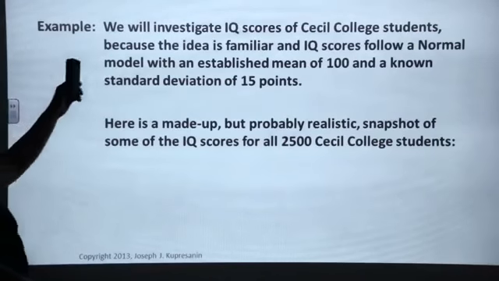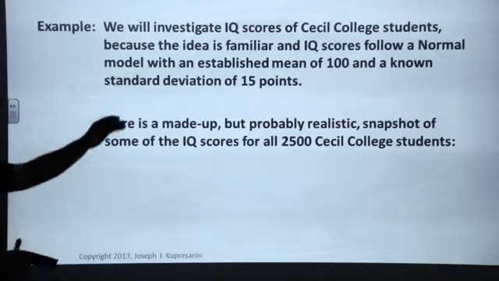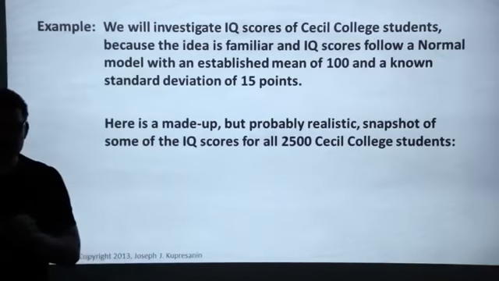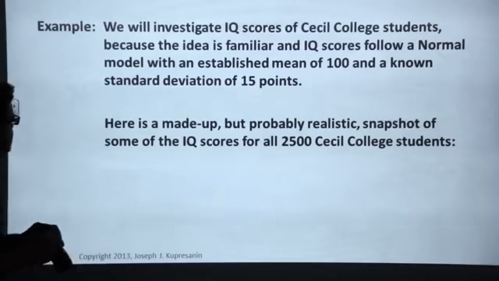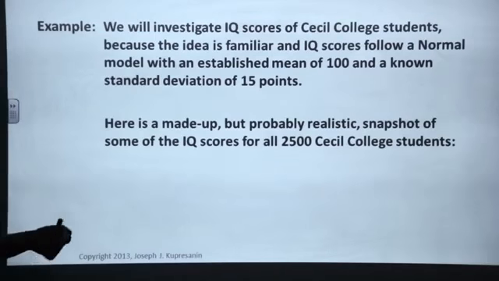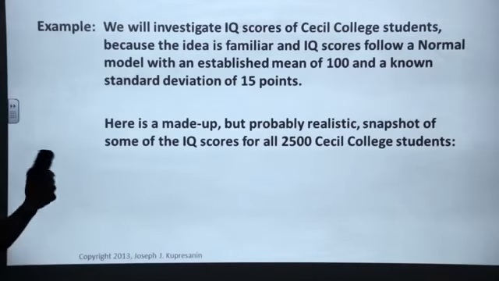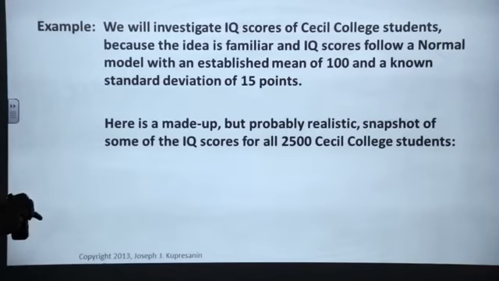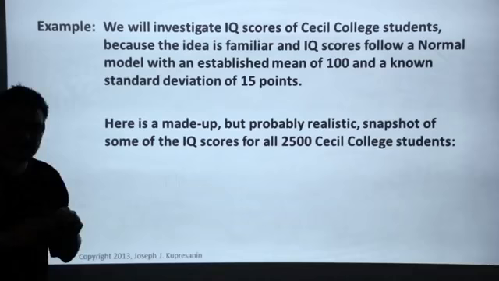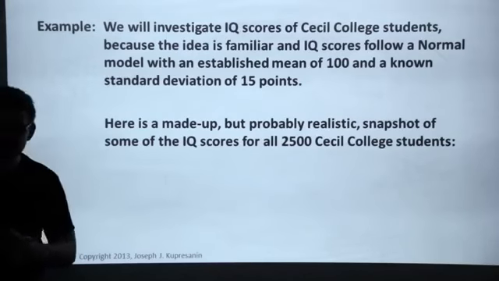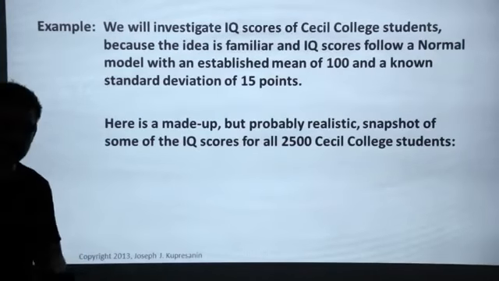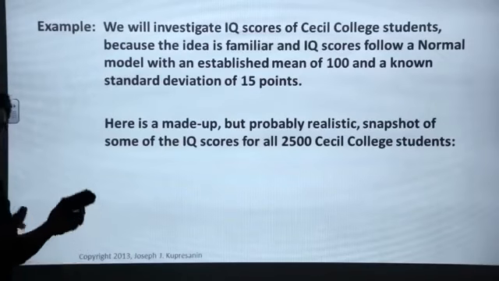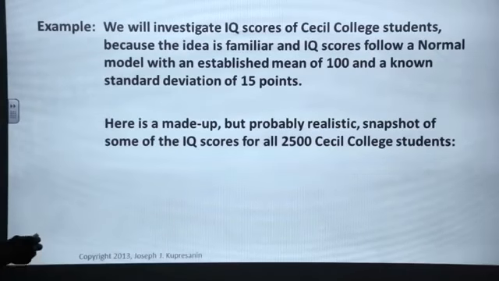Here's the example. We'll use it because it's pretty familiar to most people. We'll look at IQ scores of Cecil College students. The ideas are familiar, and IQ scores follow a normal model. The mean is established for IQ scores, it's 100 points, and the standard deviation is established, it's 15 points. So we have a variable with a very well-known model that describes the behavior.